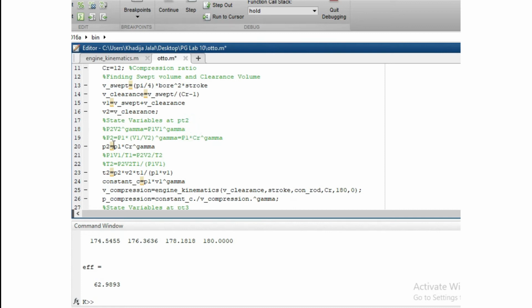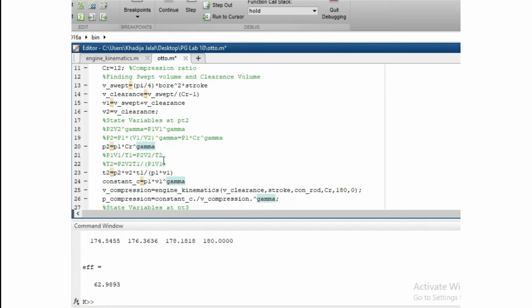So here we can find the value of P2, which is equal to P1 (V1 by V2) power gamma, and as the ratio of V1 over V2 is the compression ratio, which is already given, we will find the value of P2. I have written this in MATLAB like this: P2 is equal to P1 times compression ratio power gamma. So the pressure at P2 is calculated.